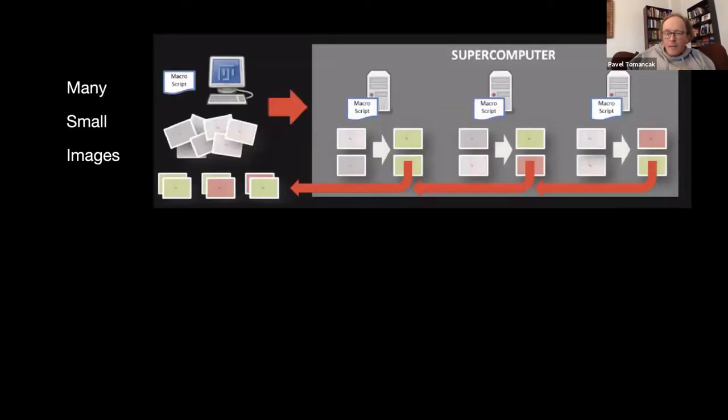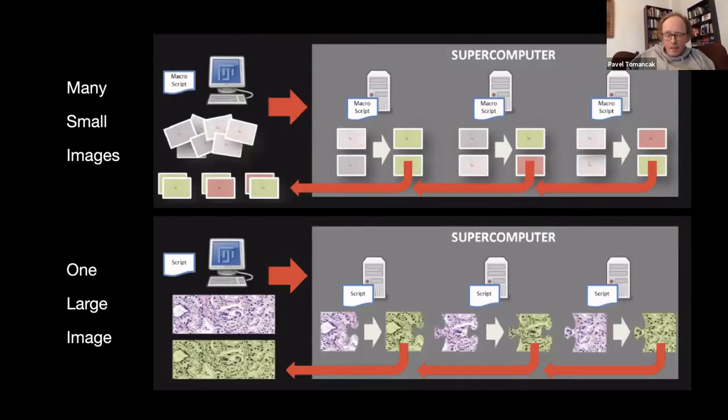Okay, but now let's come back to the second example, right? What if we don't have such a trivially parallelizable task, where we have many small images and we can just put them in groups and send them to the nodes, right? What if we have one large image which we have to actually split?